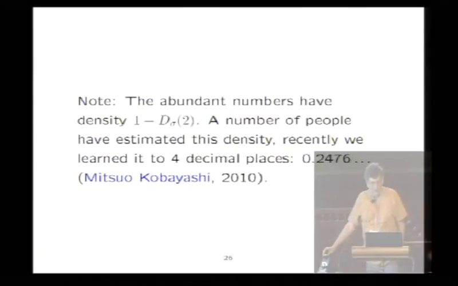So as I said, the abundant numbers have the density 1 minus d sub sigma of 2. And this number is not so easy to compute. Deléglise had this number to 3 decimal places, and recently Mitsuo Kobayashi found this to 4 decimal places. So the density of the abundant numbers starts with 0.2476, and we don't know what the next decimal place is because it's a hard function to compute.